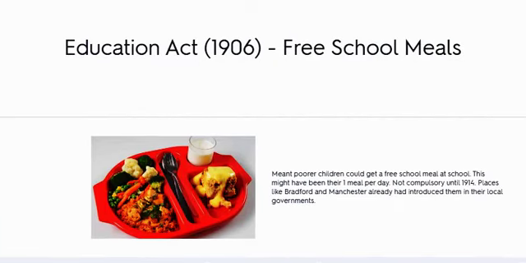Education Act. Free school meals meant poor children could get a free school meal at school. This might have been their one meal per day, not compulsory until 1914. Places like Bradford and Manchester already had introduced them in their local governments.